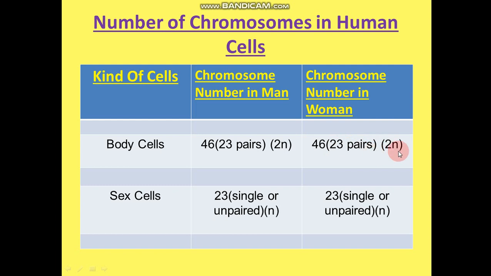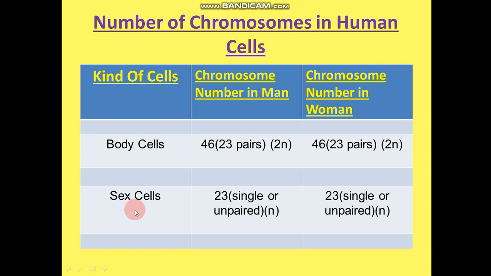It is also depicted by 2N. 2N means diploid. The word diploid comes from di, which means 2. But the most important thing here is to remember how many pairs are present in the body cells. 23 pairs, or if you write it down, it's 46.